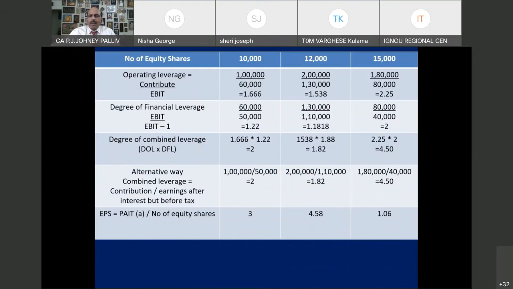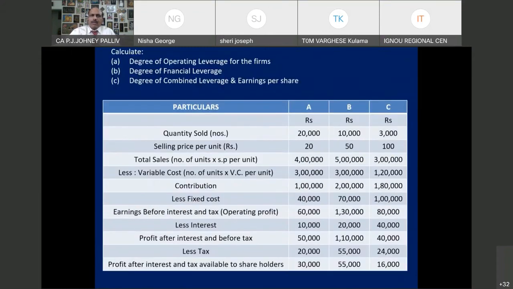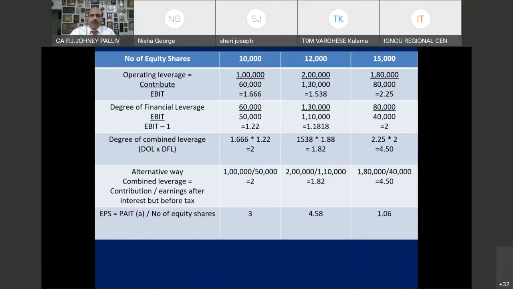Similarly for B, similarly for C. Therefore, the question asked is DOL, DFL, DCL. Answer: DOL is contribution by EBIT, DFL is EBIT by EBIT minus I. EBIT means operating profit, earning before interest and tax. DCL is DOL into DFL, that is degree of operating leverage into degree of financial leverage. And finally, earnings per share, that is the profit available divided by number of equity shares.